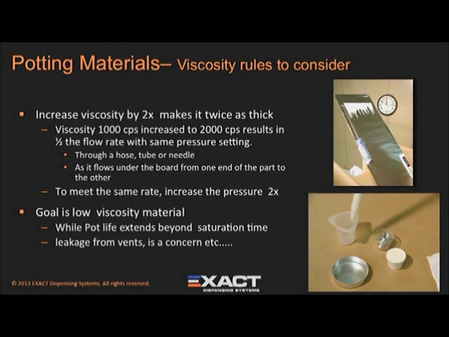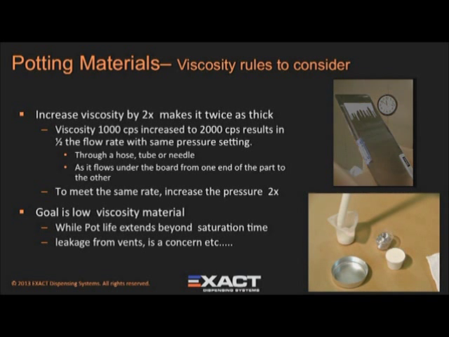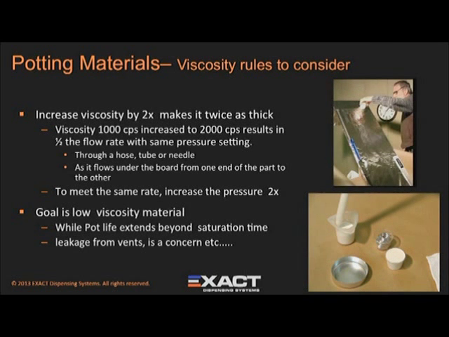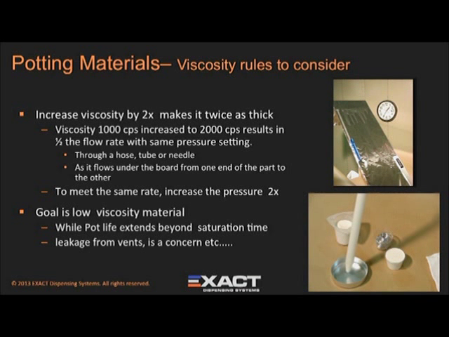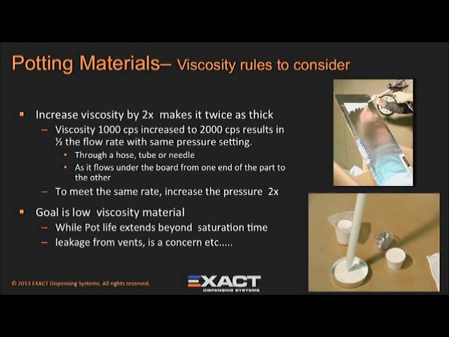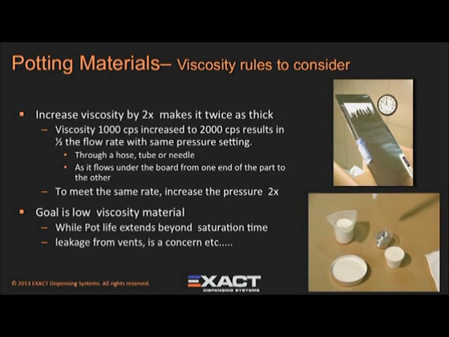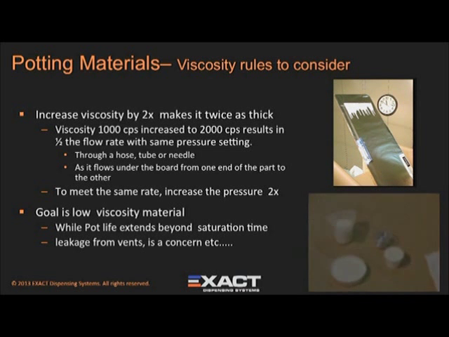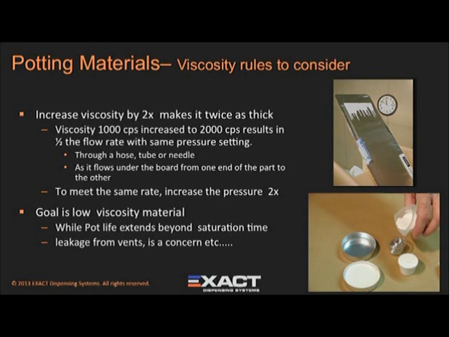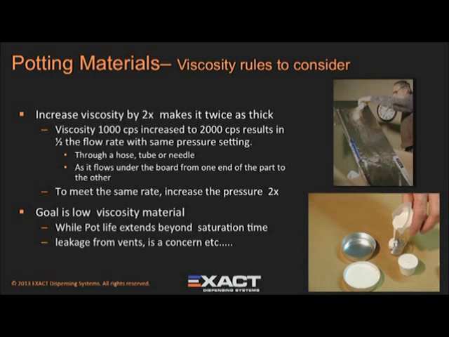A simple one is that when you increase viscosity by 2 times, it becomes twice as thick. This may sound simple-minded, but is critical when you consider that by moving from 1,000 centipoise to 2,000 centipoise material, the flow rate through a piece of equipment will be reduced by half when all other inputs remain the same. You should also consider the impact this change may have on the flow of resin under and around components within your part.